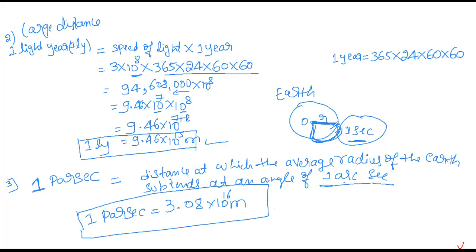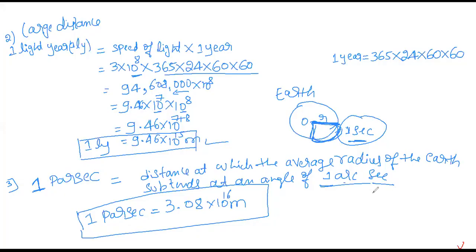This is the radius. This is the direct value, that is 1 parsec is equal to 3.08 into 10 to the power of 16 meter. This is one of the practical units that we use to measure large distances. Next, coming to the relation between the light year and the astronomical unit, as well as the relation between the parsec and astronomical unit. Next we are going to discuss the relation between light year and astronomical unit.